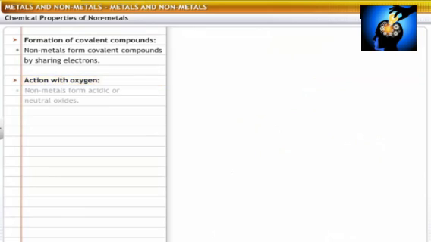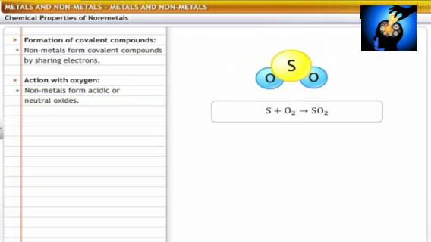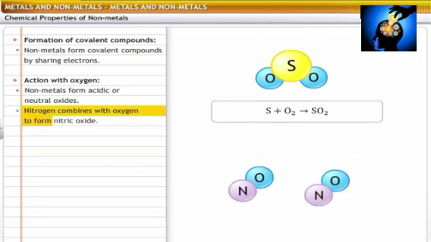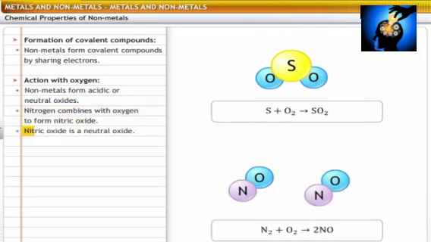Action with oxygen: non-metals form acidic or neutral oxides. For example, sulfur reacts with oxygen to form sulfur dioxide, which is acidic. Nitrogen combines with oxygen to form nitric oxide. This nitric oxide is neutral in nature.